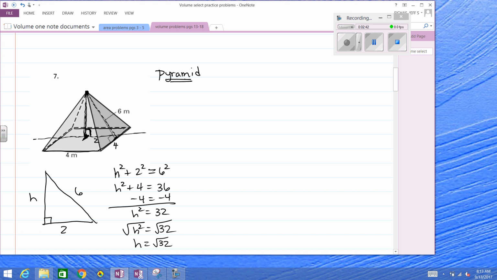So now we come back up here. The volume of a pyramid is 1/3 capital B times H. Now, I'm actually going to talk about what B is. B is actually the area of the entire base. So, in this case, since it's a square, B should be 4 times 4. Length and width are the same. So, got to make sure we show that. Now we can replace B with 16, and the height over here with the square root of 32.